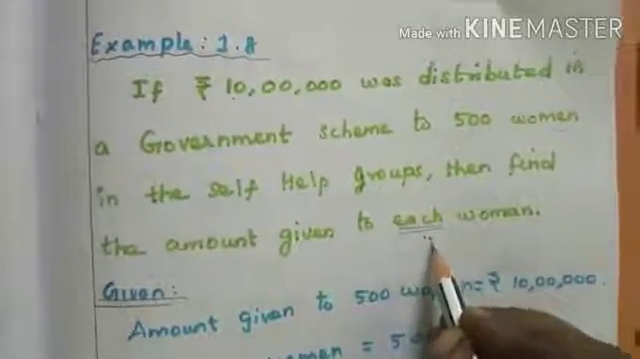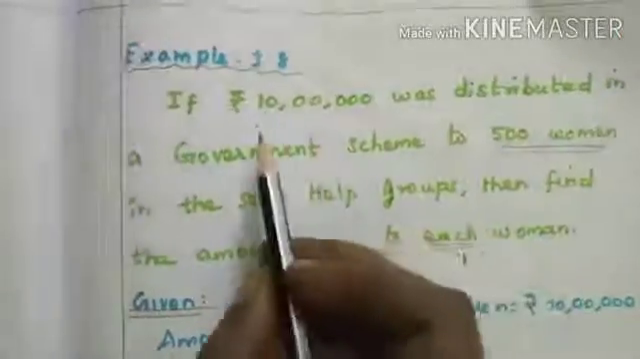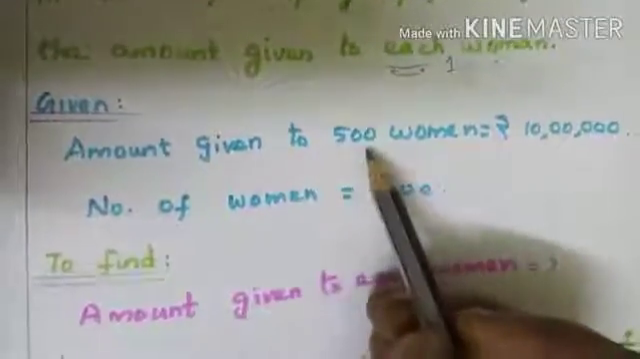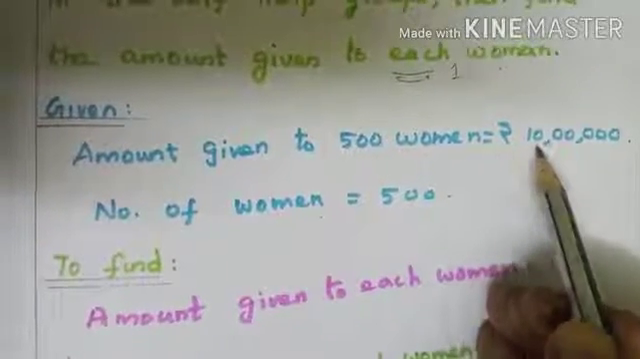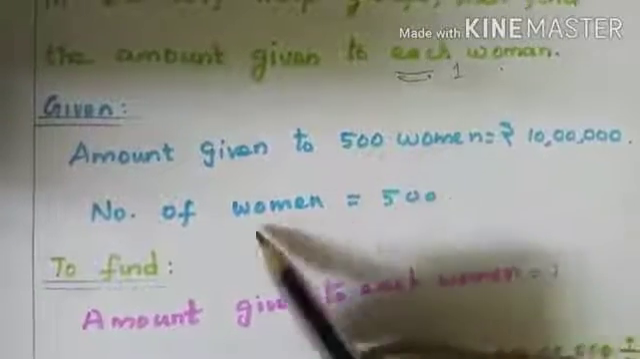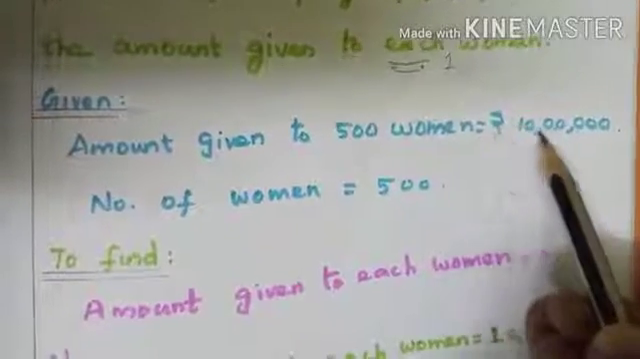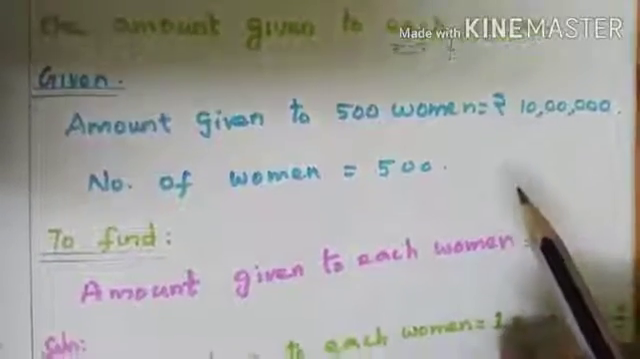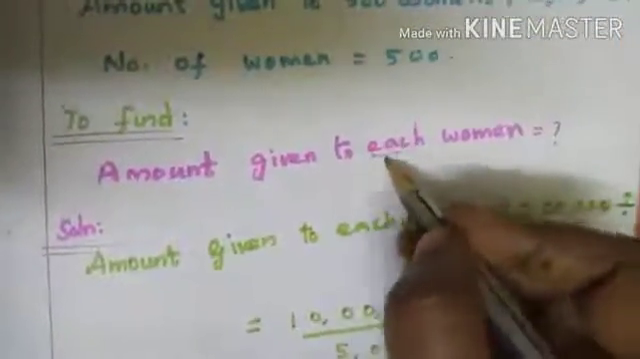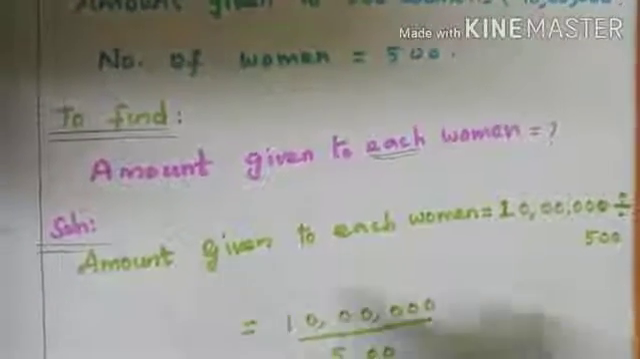Each means what? One person. How many women are there? 500 women. How much rupees? Rupees 10 lakh. Amount given to 500 women equal to rupees 10 lakh. Number of women is 500. Next, to find the amount given to each woman. Each means one person, isn't it?